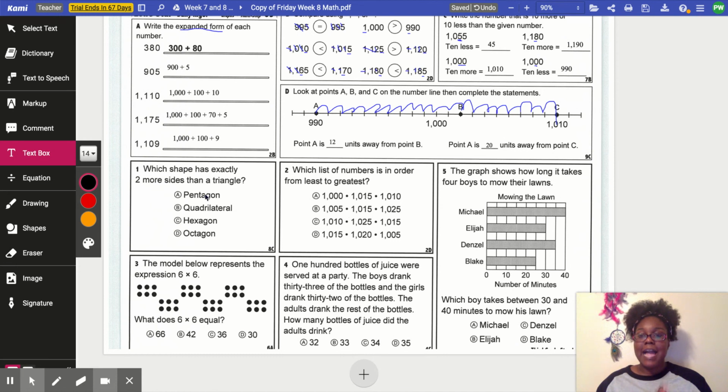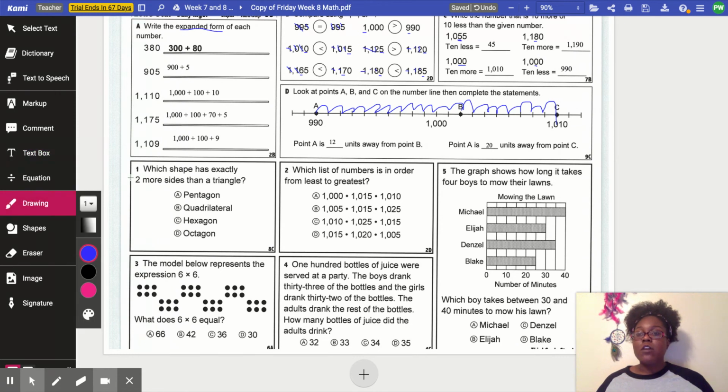Number 1. Which shape has exactly 2 more sides than a triangle? Well, we know a triangle has 3 sides. If you don't know how many sides a triangle has, then draw yourself a triangle and count the sides. You've got 1, 2, 3. It says it has 2 more sides than a triangle. So I'm going to add 3 plus 2, and that gives me 5. So I'm thinking to myself, okay, what shape has 5 sides?